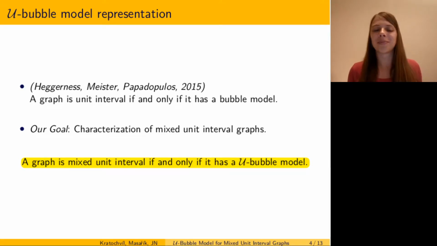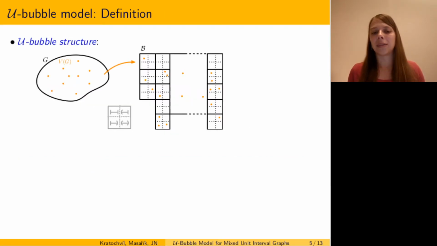So what's a U-bubble model? In the U-bubble model, the vertices of a mixed unit interval graph are placed into a matrix-like structure. We call the structure U-bubble structure and its entries bubbles. Each bubble may contain more vertices, as well as it may be empty. And moreover, each bubble is split into 4 quadrants, which correspond to the types of intervals, as it is connected with a mixed unit interval representation. And you will see more intuition behind it on the next slides.